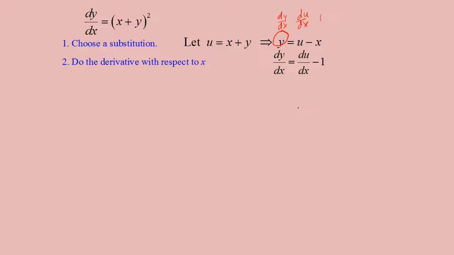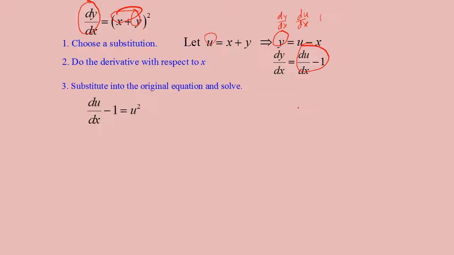And then we make the substitution. From the original equation, do you see that here where we've got dy dx, we're going to put du over dx minus 1. Here where we've got x plus y, we're going to put a u. So let's change that and see what it looks like. Now that I see that, I see I can move the 1 to the other side, and this is separable.